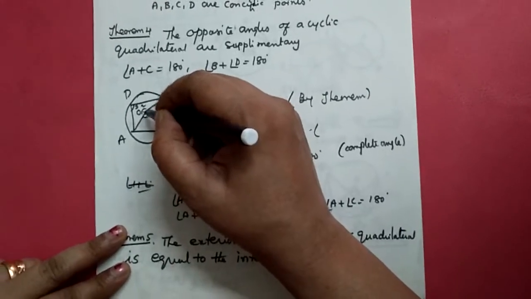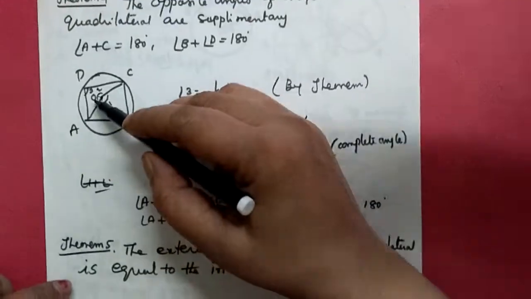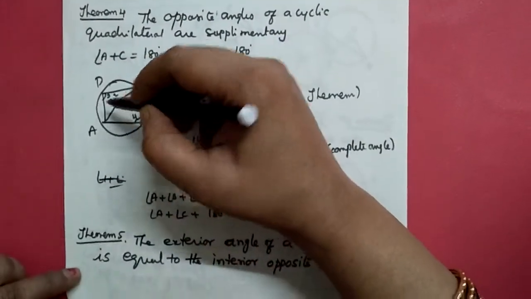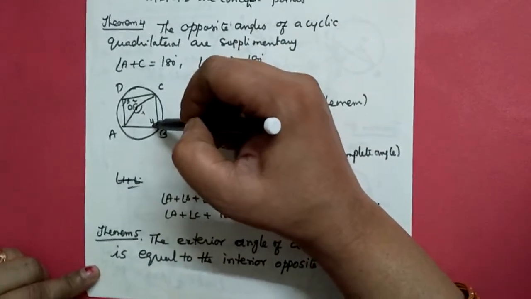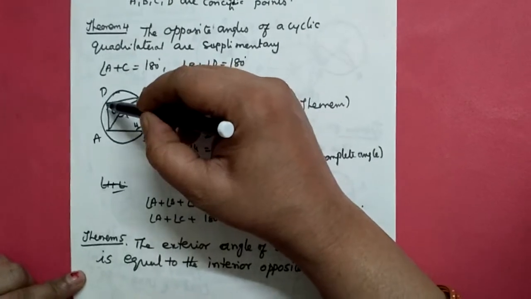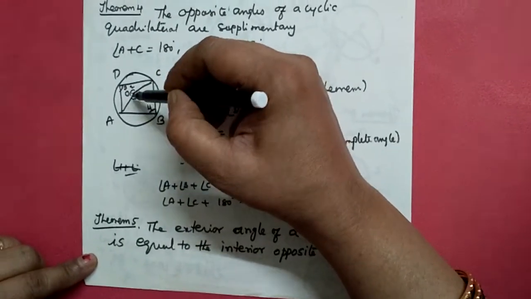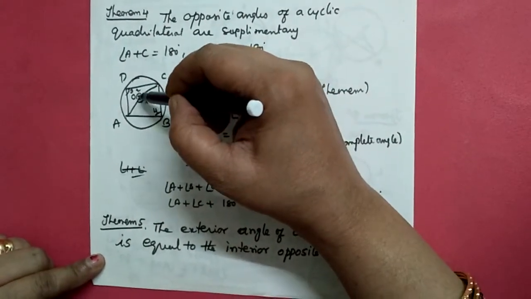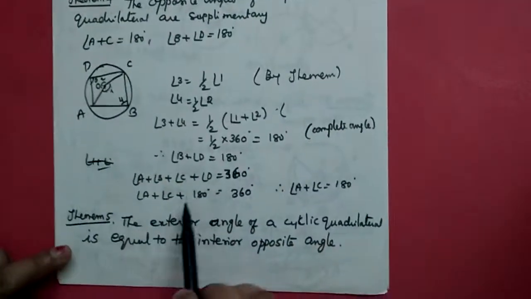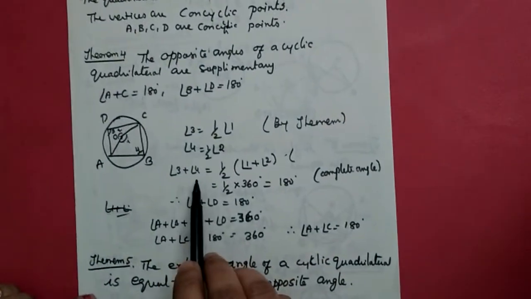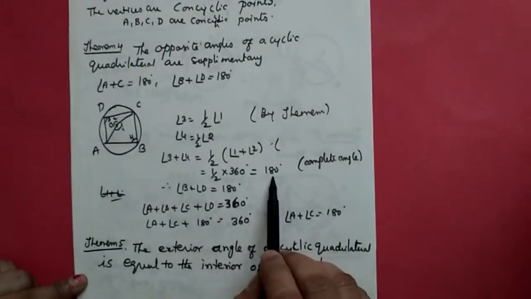So angle 1 plus angle 2 is equal to 2 times (angle 3 plus angle 4), or angle 3 is equal to half of angle 1, angle 4 is equal to half of angle 2. Therefore, angle 3 plus angle 4 is half of (1 plus 2). What is 1 plus 2? It is a complete angle, 360 degrees. Therefore, you can write angle 3 plus angle 4 is half into 360, which is 180 degrees.